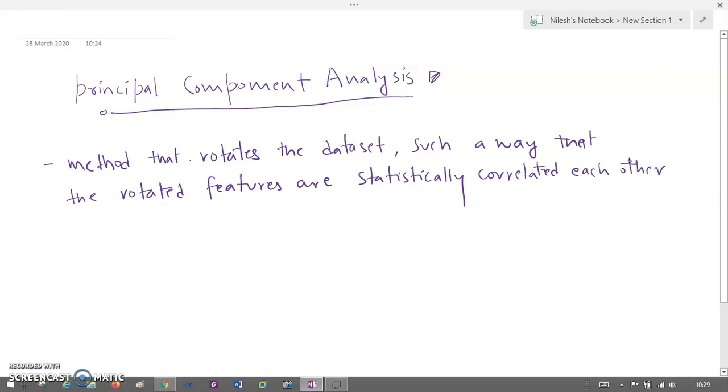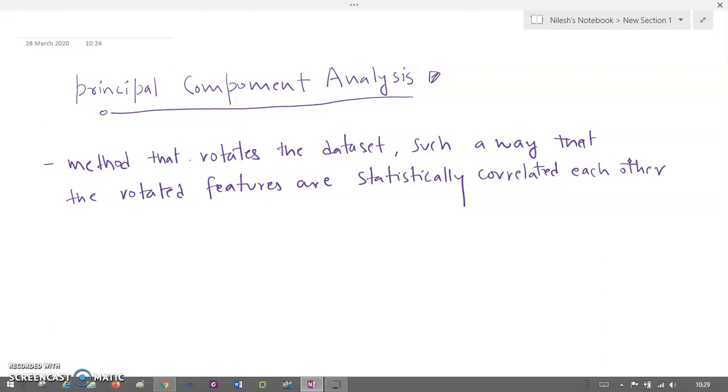What PCA does is it is basically used to reduce the dimensions. But how does it reduce the dimension? It rotates your data set in such a way that the rotated features, the new features that you are getting, are statistically uncorrelated with each other. Earlier there may be correlation between your features. However, when you do your dimension reduction and apply PCA, your principal components are uncorrelated with each other, and that's what we want.